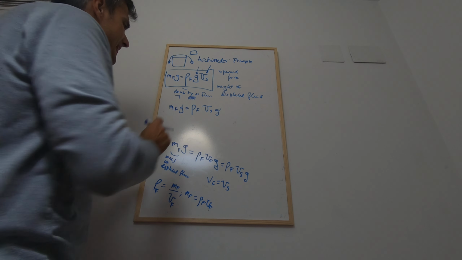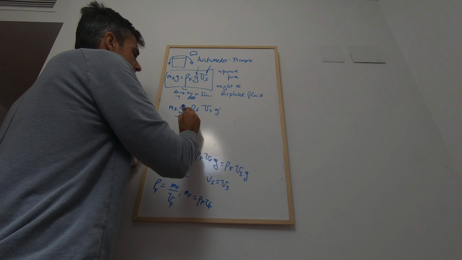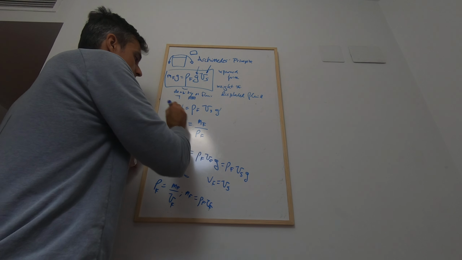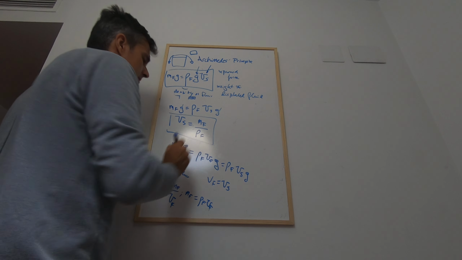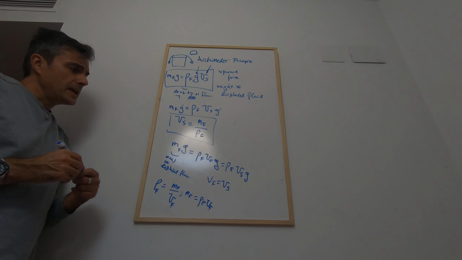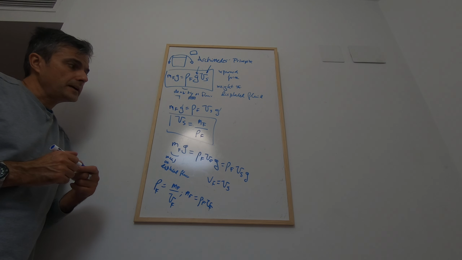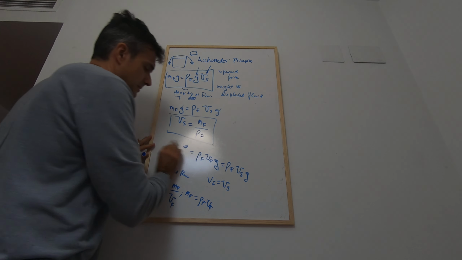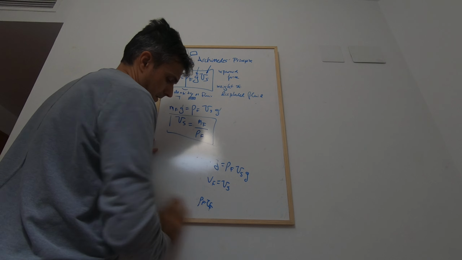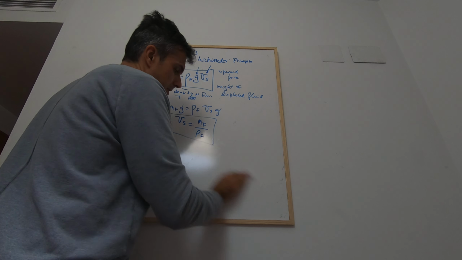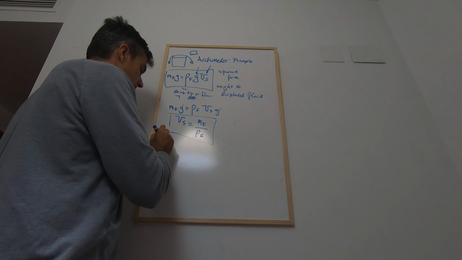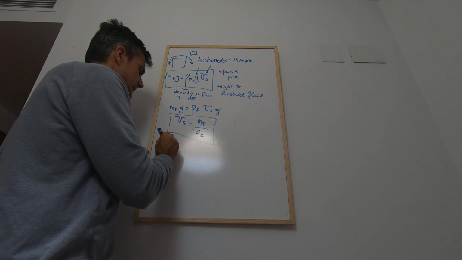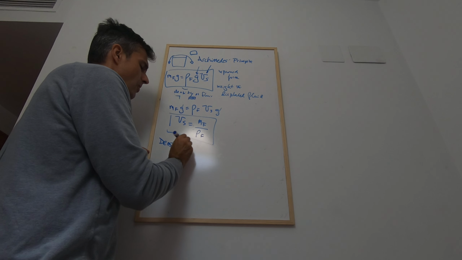I can get that the volume of the solid is equal to the mass of displaced fluid divided by the density of the fluid. This is pretty important. You know why? Because this is the way to calculate the density of an irregular solid. Okay. So now we're concerned about the density of a solid. Remember that I talked about bone yesterday? So how can I calculate the density of a solid?